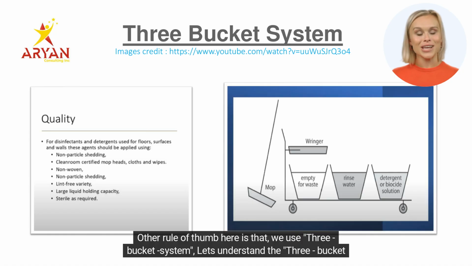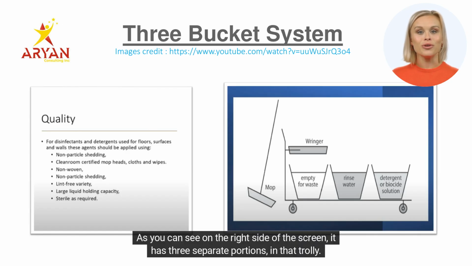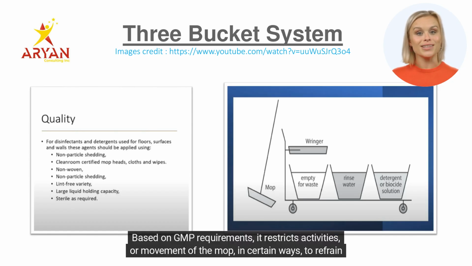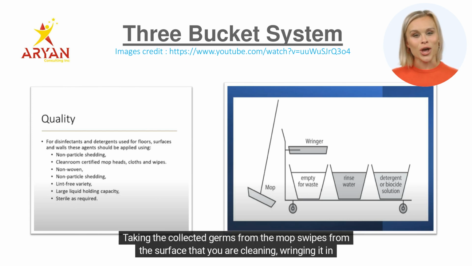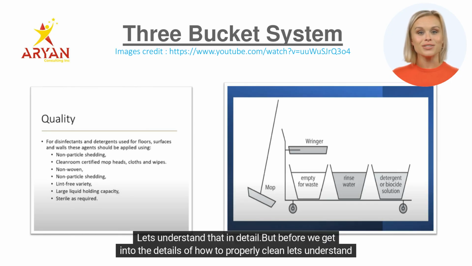Another rule of thumb here is that we use a 3-bucket system. Let's understand the 3-bucket system and its significance. As you can see on the right side of the screen, it has 3 separate portions in that trolley. Based on GMP requirements, it restricts activities or movement of the mop in certain ways to keep the mop itself or the detergent-mixed water from spreading germs. The mop collects germs from the surface that you are cleaning, you wring it in the squeezer, letting the dirty liquid out of the mop into the empty waste bucket. Let's understand that in detail.